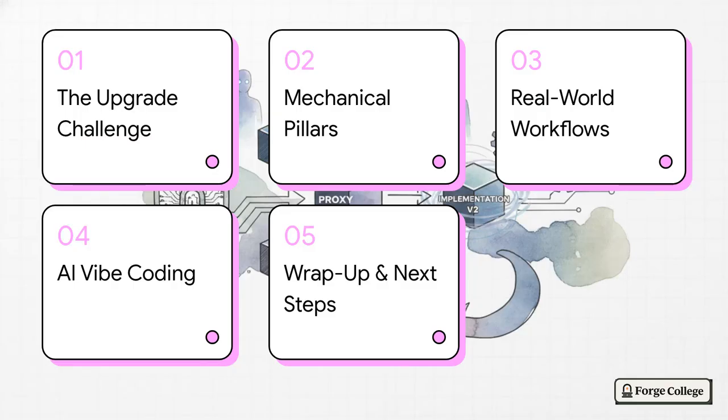Here's our architectural schematic for today's explainer. We'll start with the upgrade challenge, break down the 3 mechanical pillars of safe upgrades, walk through some real-world workflows, do a little AI-assisted vibe coding, and then hit the wrap-up and next steps. Let's get right into it.